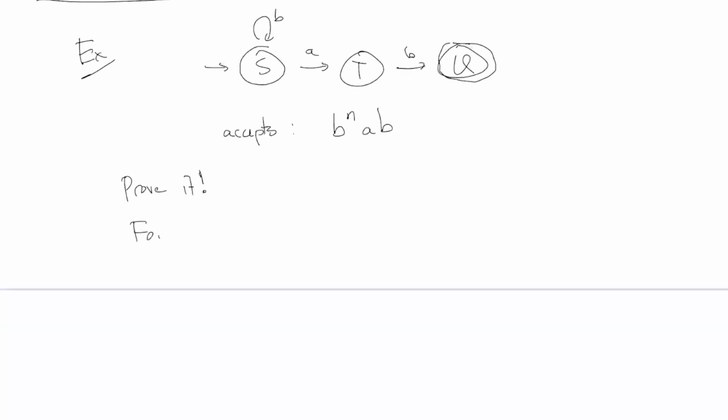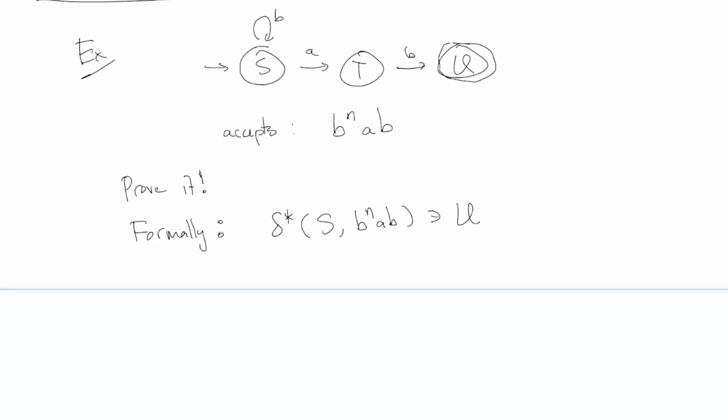Formally speaking, what I am saying is B to the N, A, B is accepted. What I mean by that is delta star of S, B to the N, A, B, and here's where you will see, I'm not using an equal sign here, contains U as an element. U is an accepting state. You should not say equals U because that thing cannot equal U. That thing equals a set of states. What I care about is that that set of states contains U as an element, because U is the accepting state.